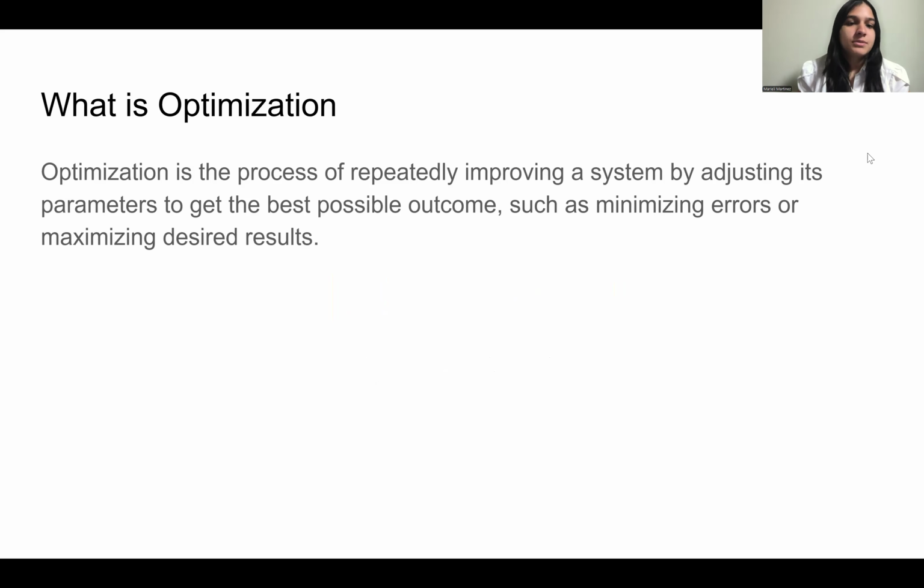What is optimization? Optimization is the process of repeatedly improving a system by adjusting its parameters to get the best outcome possible, such as minimizing errors or maximizing the desired results.